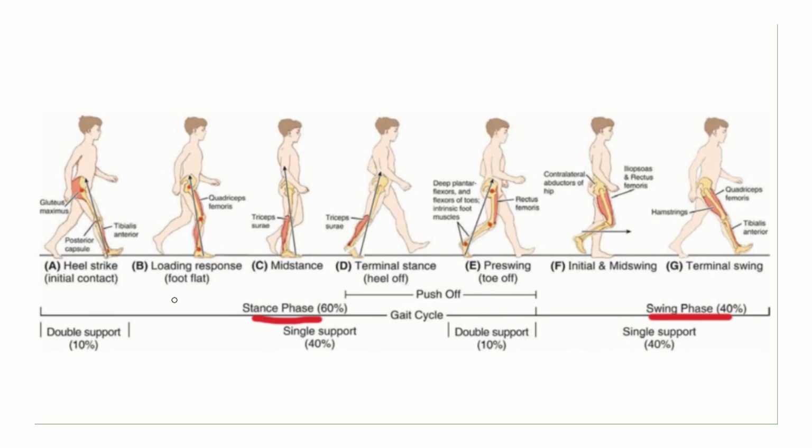The stance phase starts with the heel strike or initial contact, and it ends at the pre-swing or toe off, whereas the swing phase will start at the toe off and it will end when the heel of the same foot touches the ground, and the cycle will repeat again.